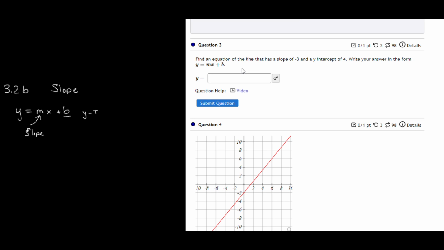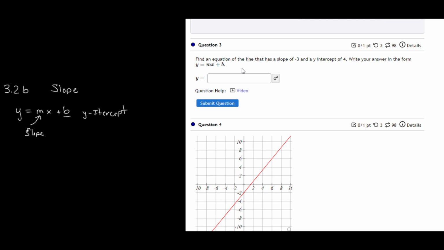And what the y-intercept tells us is where the graph crosses the y-axis. And then it should make sense, because what that means is if x is 0, then that's where the line is going to cross the graph.